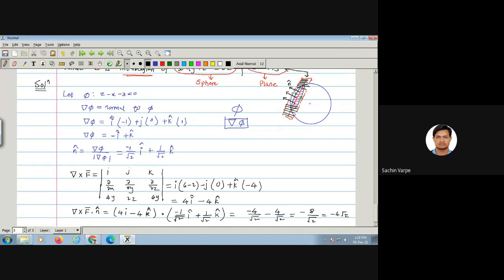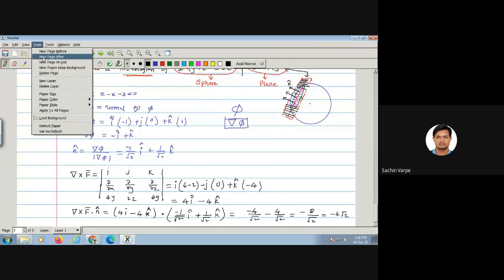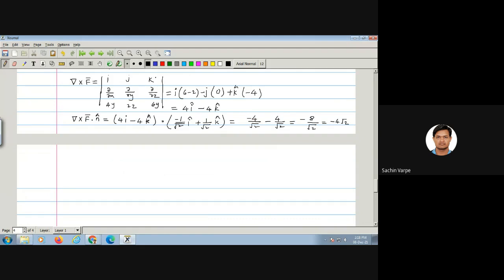Clear? Is it clear to everyone up to here? So let us substitute into the Stokes theorem. Sorry, not Green's, that is Stokes theorem. Let me write the statement again. The Stokes theorem says the line integral over the closed curve C of F bar dot dr bar is equal to the surface integral over the open surface S of del cross F bar dot n cap ds.